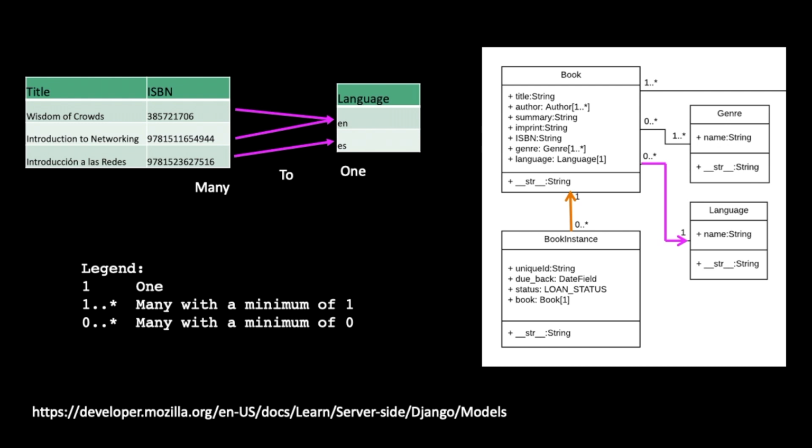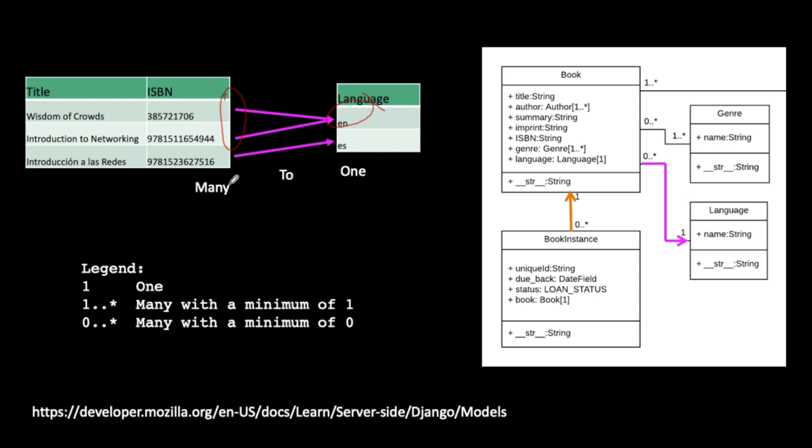The kind of relationship we're going to have between tables is a many to one. When we say many to one, we're saying that there is one English language entry and then there are many books that go to it. So that's a many to one relationship. It could be just one, but it's many.